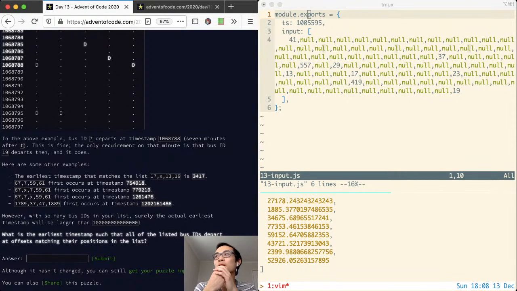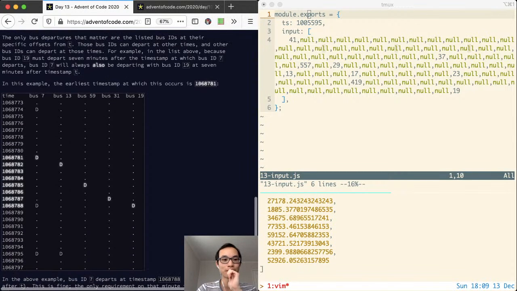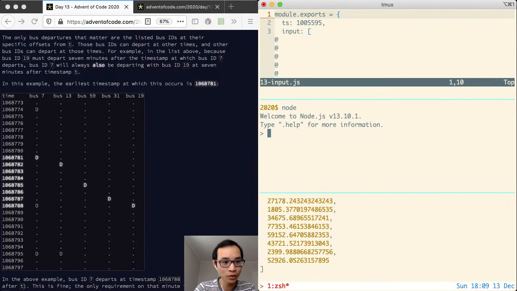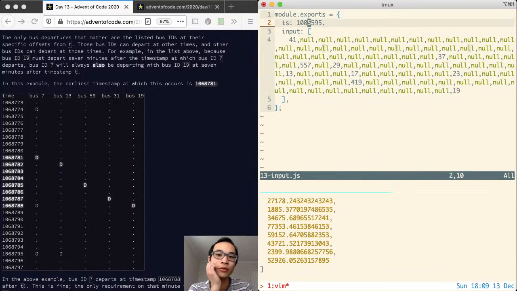Okay, this is a numeric problem. So there has to be a mathematical solution to this. We want a number such that we're looking at multiples of 41, right? Then in this case, I'm going to guess that 1068781 is a multiple of 7. Yes. Okay. So we need a multiple of 40. Let's do this by hand. I feel like we can do this by hand.